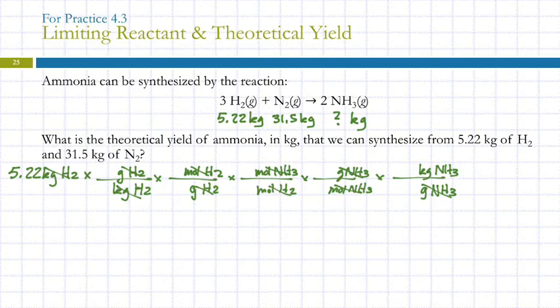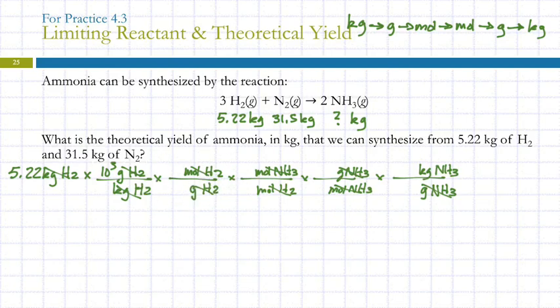Any questions? This is the regular grams to moles to grams with a slight variation. I'm going to kilograms on the end and I'm starting with kilograms on the beginning. So here's this conversion. Kilo means 10 to the 3. So I'm going to put 10 to the 3 where the kilo is not. So 10 to the 3rd grams is a kilogram.